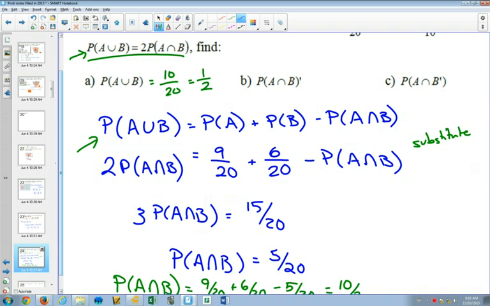Now, probability of A and B, and then this symbol here is the complement. And then we want to find the probability of A and not B. So for parts B and C, thinking about those and not having a formula that those things are in, it's starting to tell me maybe if we draw a Venn diagram, that can really help us out here.